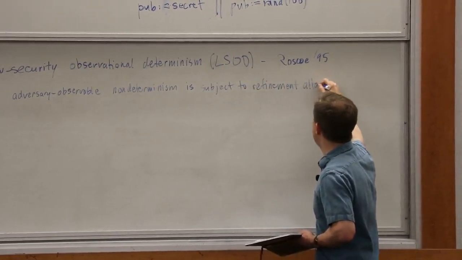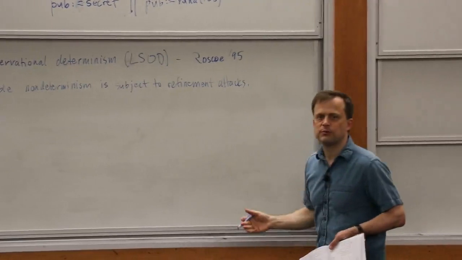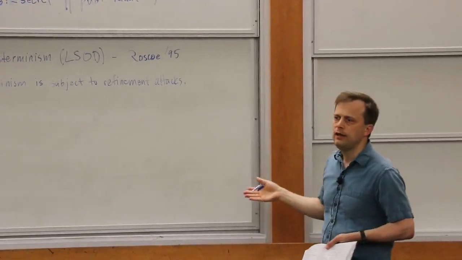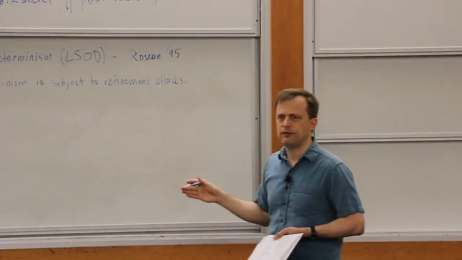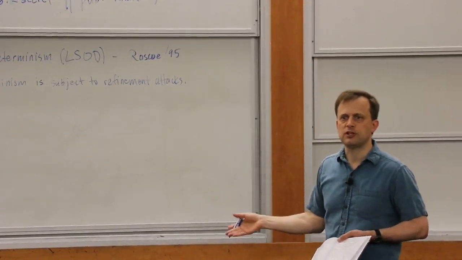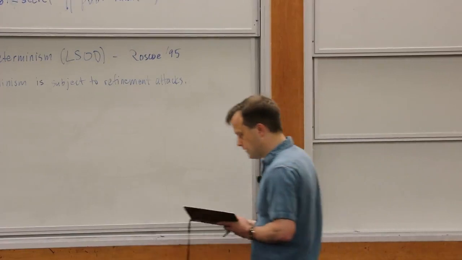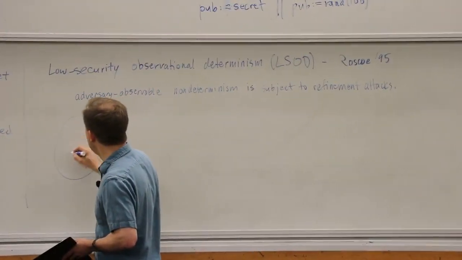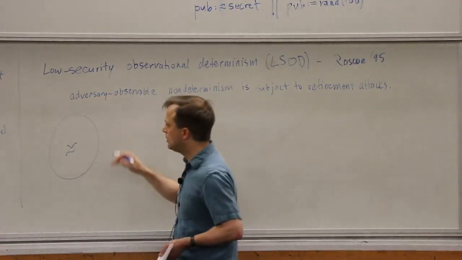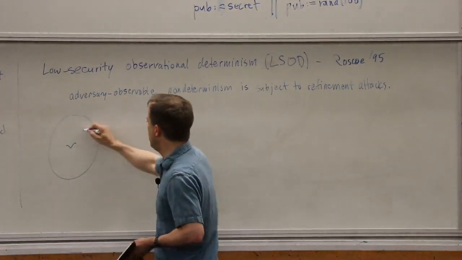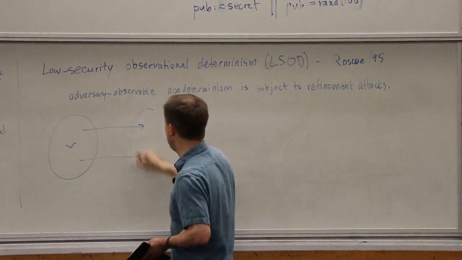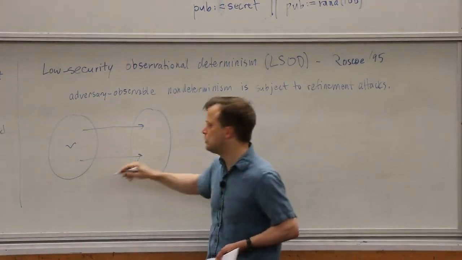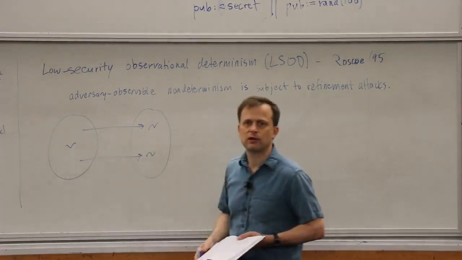So what would it take to rule out any kind of adversarial observable non-determinism? Well, we'll require that from the perspective of the adversary, the system looks deterministic. So we're going to have the same kind of picture that we had with non-interference, where we have a whole bunch of states that look equivalent to each other, and we run the system, and if we started from states that are equivalent to each other, we should end up with states that are equivalent to each other.